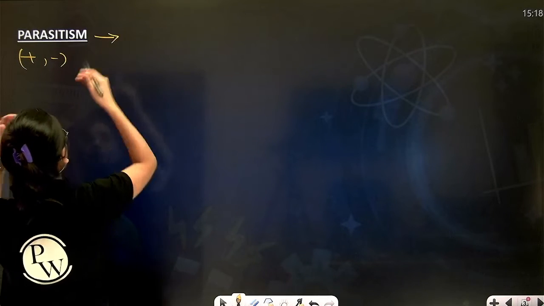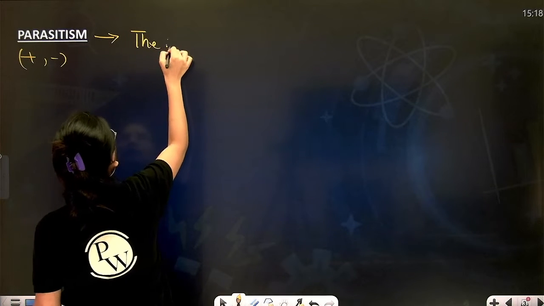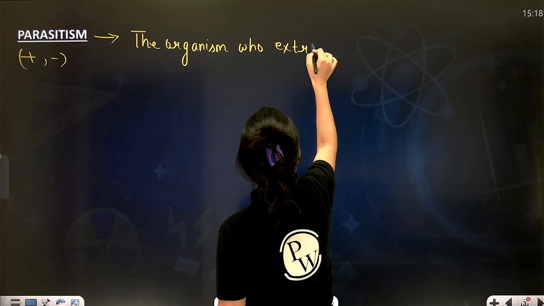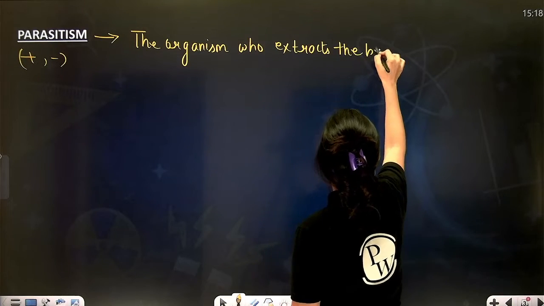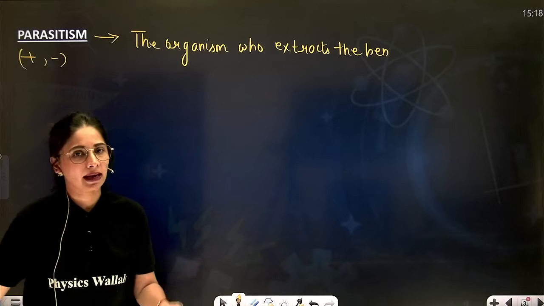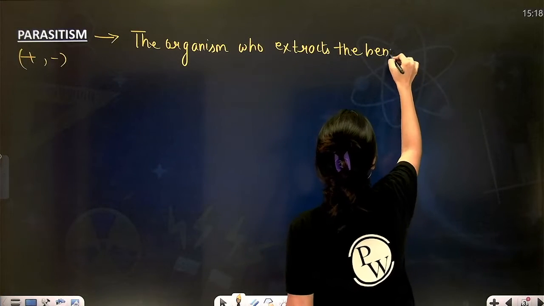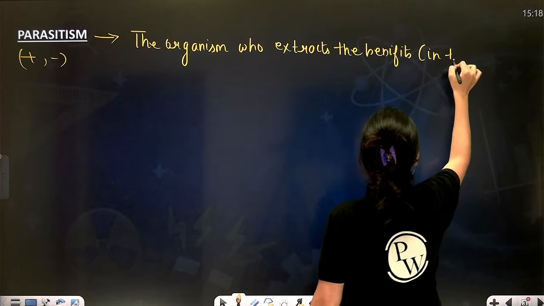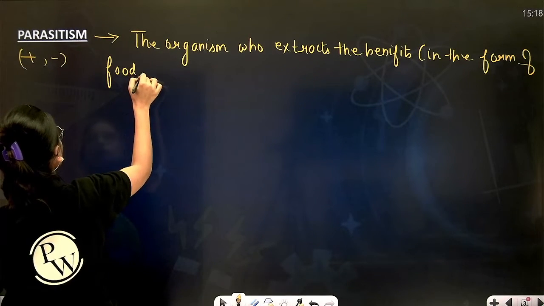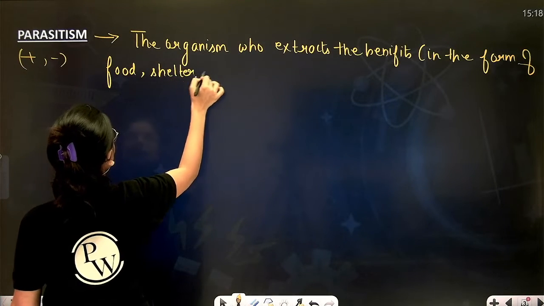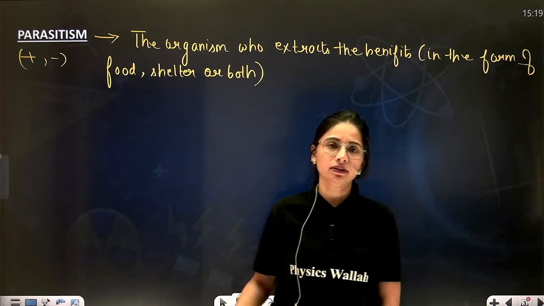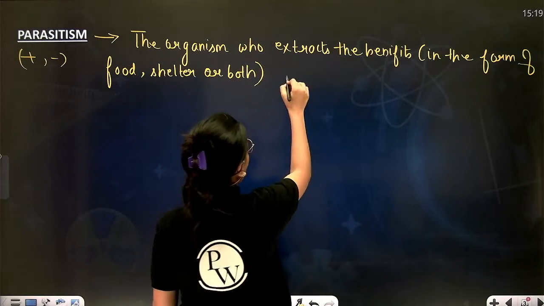So in parasitism, what are you going to write? The organism who takes the nutrition, the organism who extracts the benefit in the form of food or shelter or both. Correct? Depending upon that, there are again two types of parasite, partial and total parasites. So basically the organism who extracts the benefit, in brackets, in the form of food, shelter or both, is called a parasite.